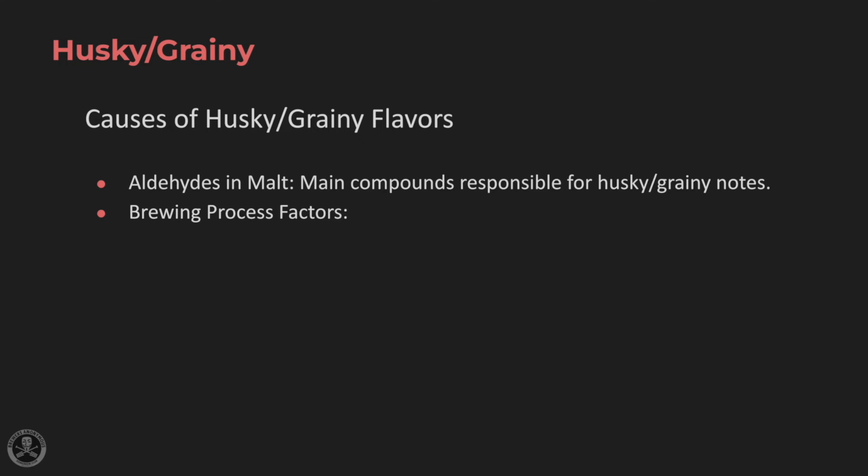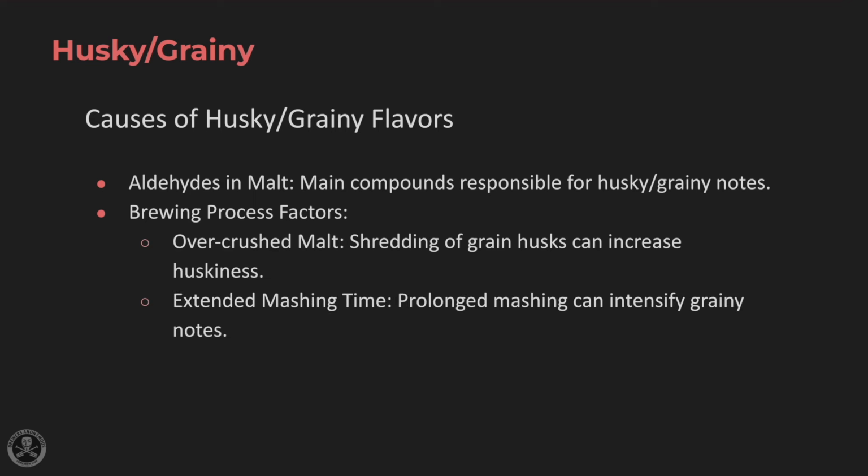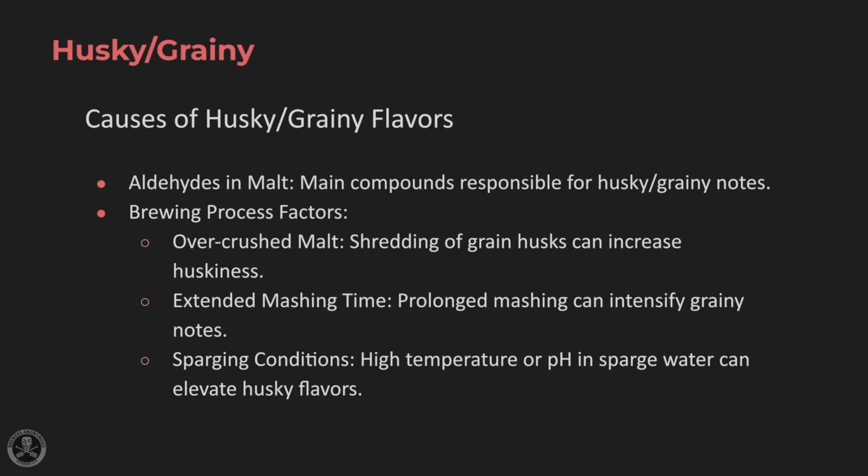Husky/Grainy character. We can extract more of this character than desired in our brewing process by overcrushing our malt, and that is the tearing apart of the grain husk, and that will increase the husky character that will draw into the beer. And performing an extended mashing time can also intensify this character, as well as sparging with too high a temperature water or too high a pH level of water. That also tends to draw out more of this husky flavor.